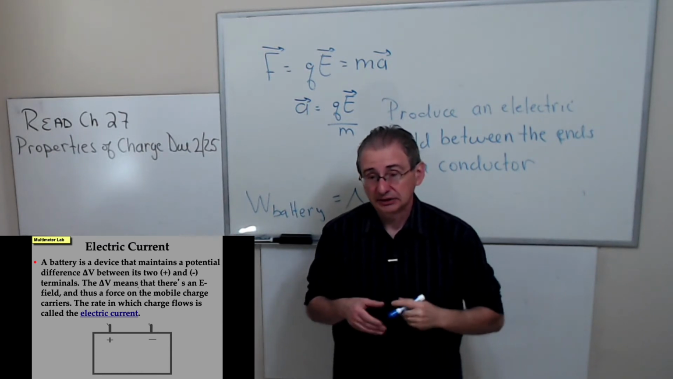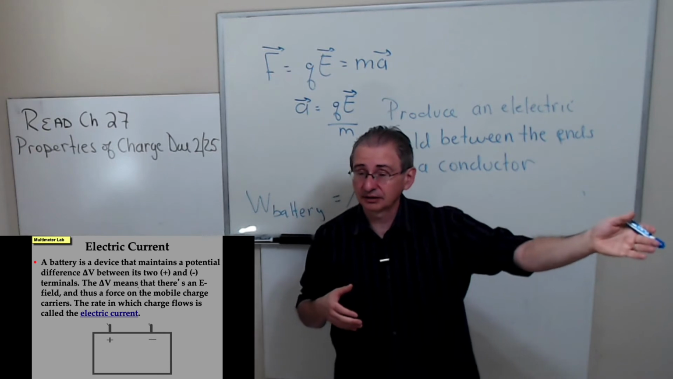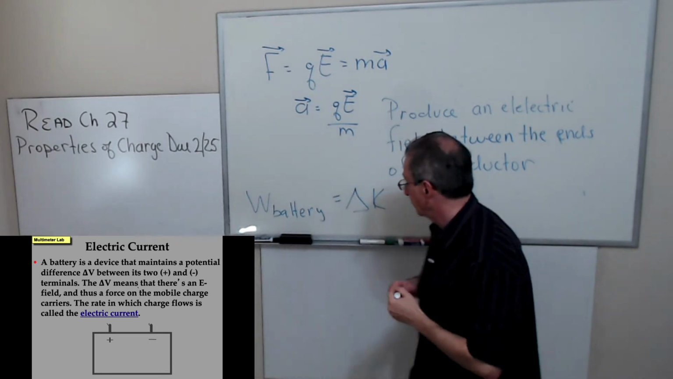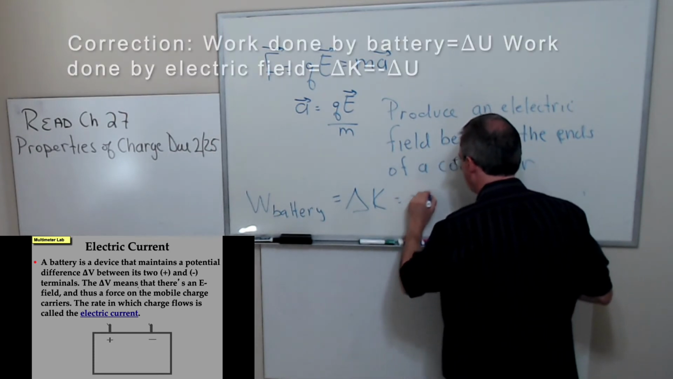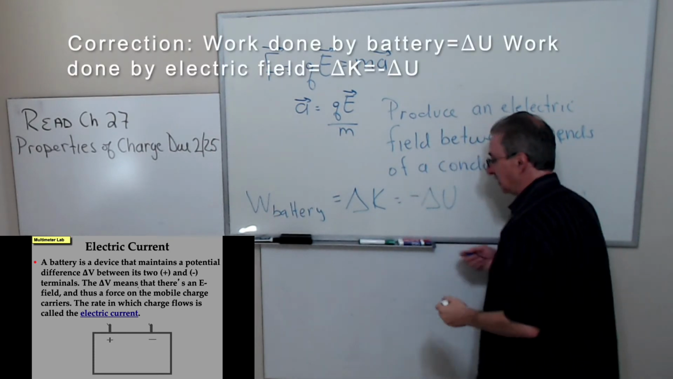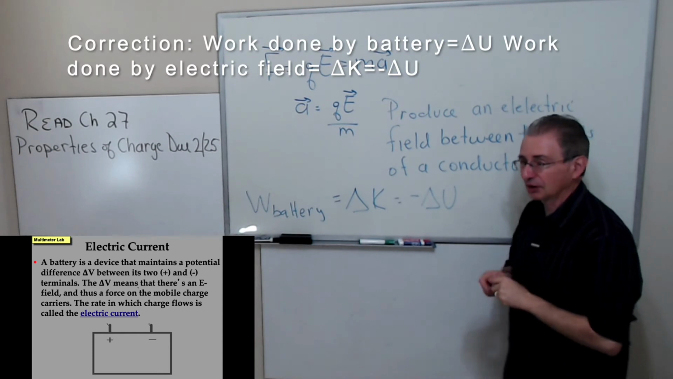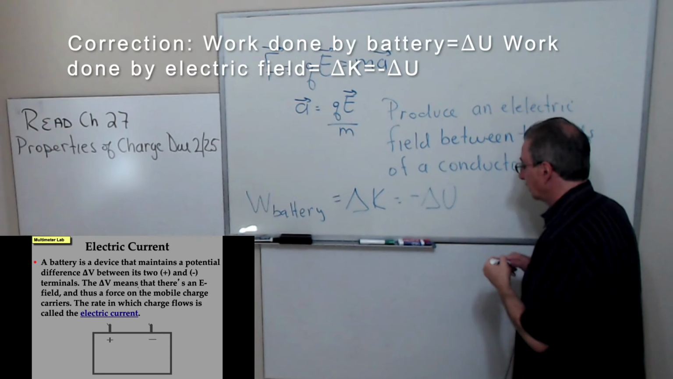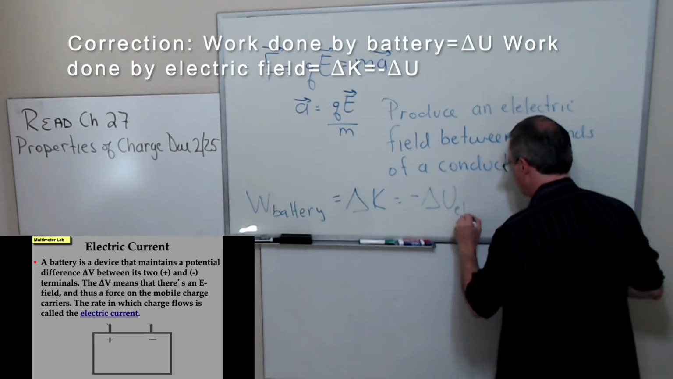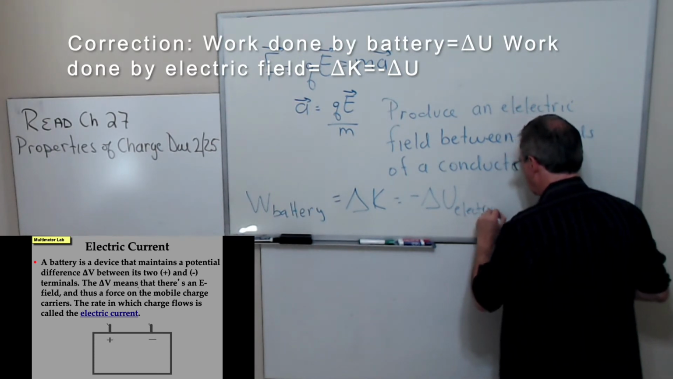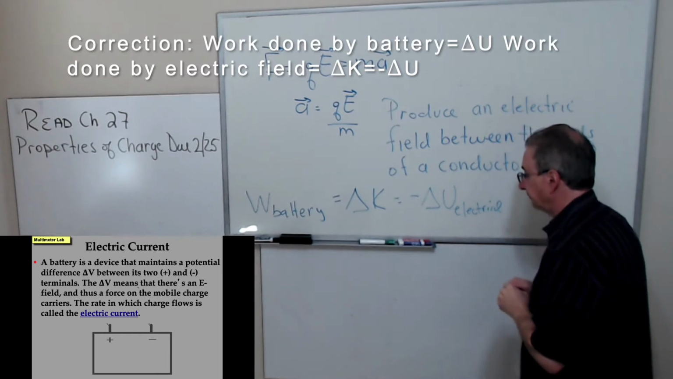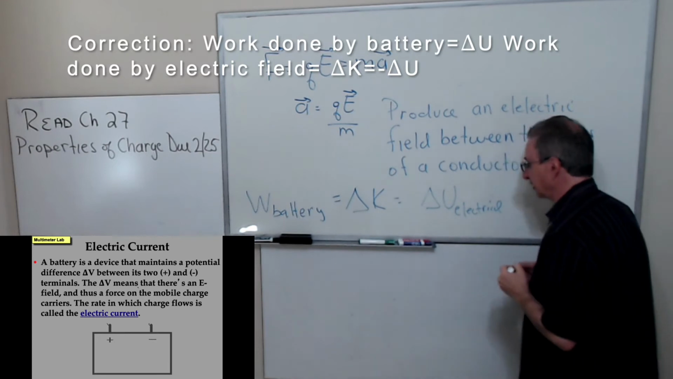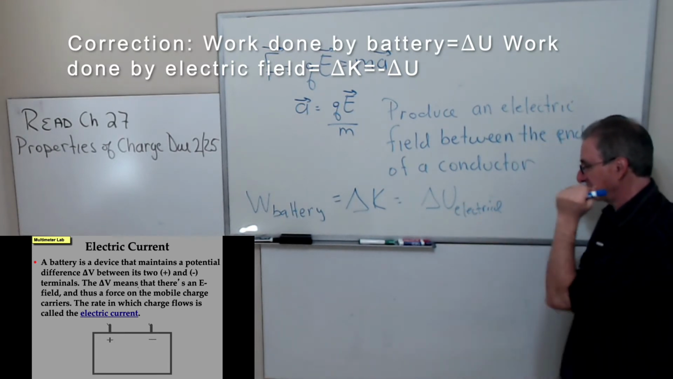So the work done by the electric field is minus delta U, in the same way we described the work done by gravity. The work done by gravity is minus delta U. Sorry, not the work done by the battery. The work done by the battery is delta U. The work done by the electric field is minus delta U.